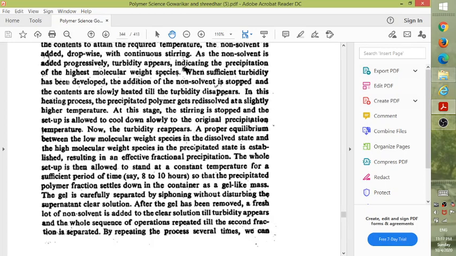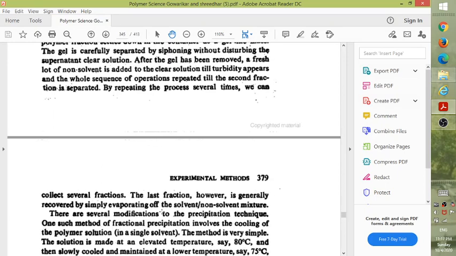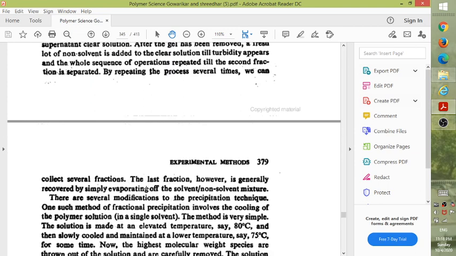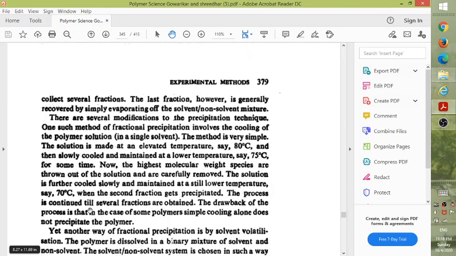After the gel has been removed, a fresh lot of non-solvent is added to the clear solution till turbidity appears, and the whole sequence of operations is repeated till the second fraction is separated. By repeating the process several times, we can collect several fractions. The last fraction, however, is generally recovered by simply evaporating off the non-solvent solvent mixture. There are several modifications to the precipitation technique.